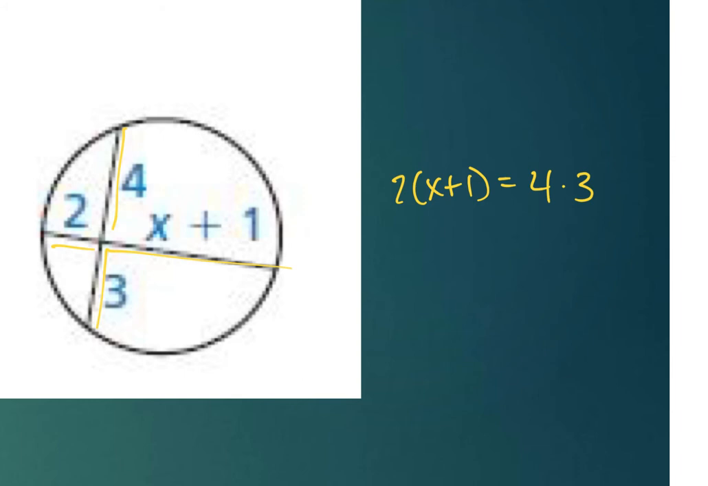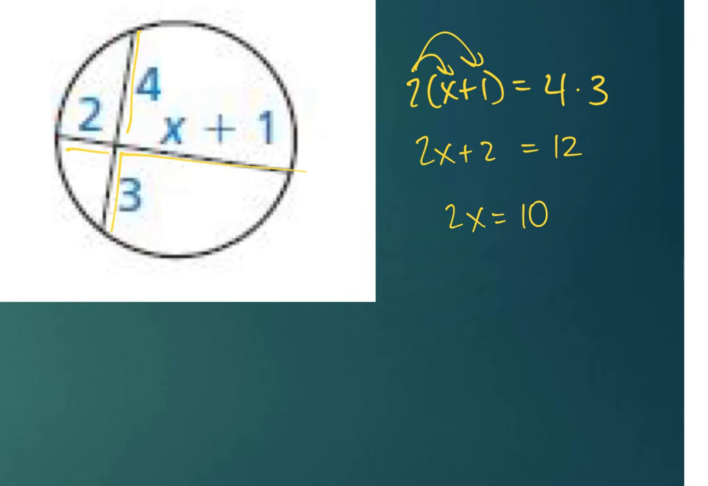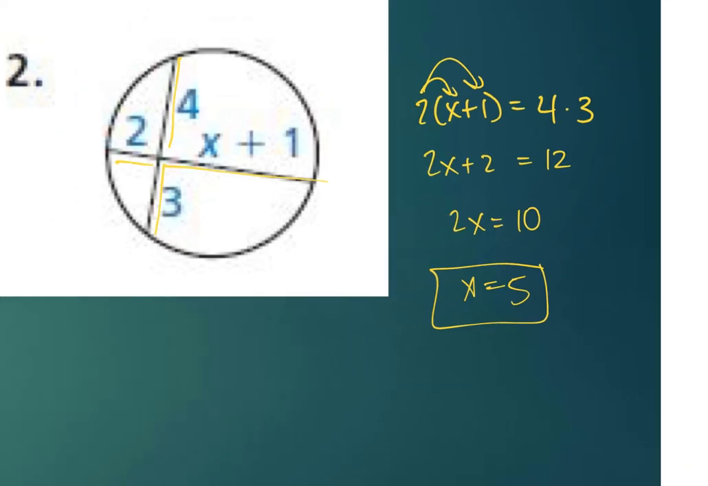Distribute, okay? We're not foiling because it's not two binomials, but we do have to distribute. So 2 times x and 2 times 1. So we get 2x plus 2 equals 12. Then what do I do? Subtract 2. I'm going to get 2x equals 10. And then x equals 5, because we divided both sides by 2. Cool beans?